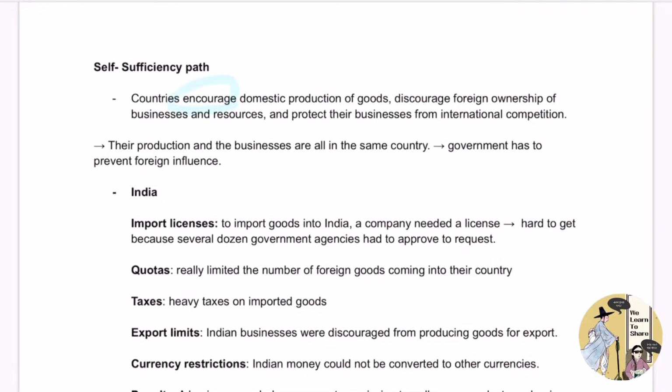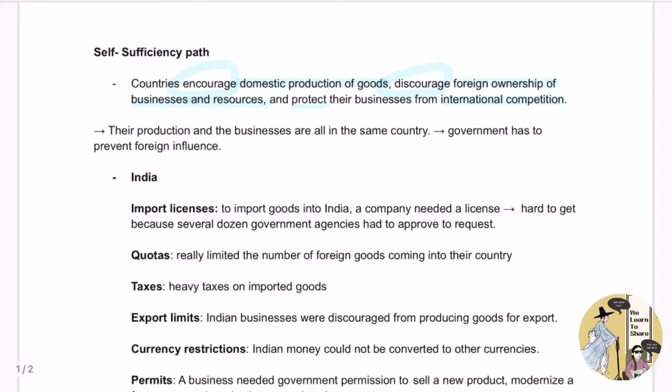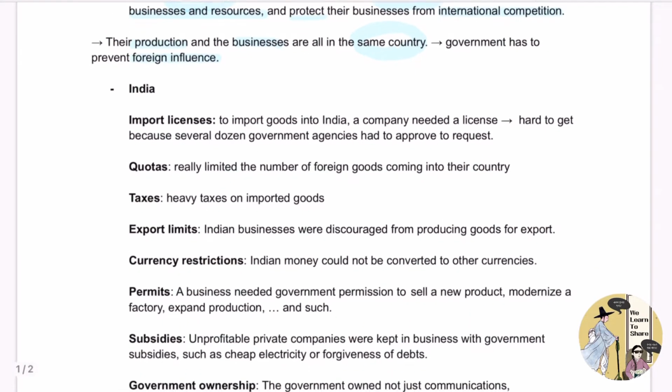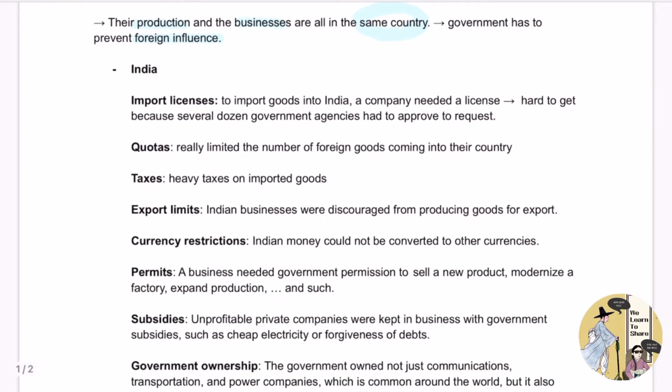Countries encourage domestic production of goods, discourage foreign ownership of businesses and resources, and protect their businesses from international competition. This just means that their production and businesses are all in the same country, which is their own. So, the government has to prevent foreign influence. India is a great example of the self-sufficiency path.